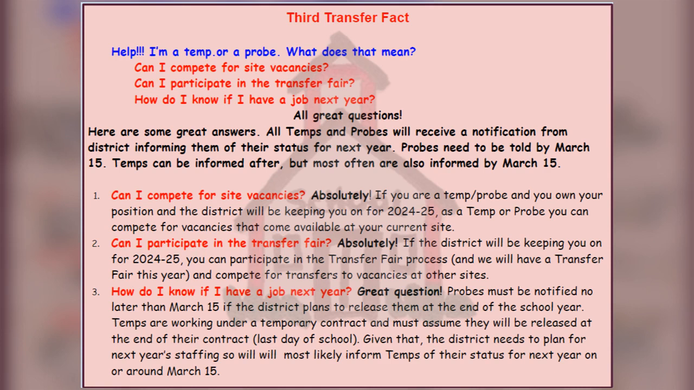So anyway, the district will communicate with you whether or not they want to retain you for the following year and in what position you will be retained. If you owned, it'll be the position you currently have. If you don't own, they would invite you to do things like attend the transfer fair, stuff like that, in order to find a vacancy that fits your needs.